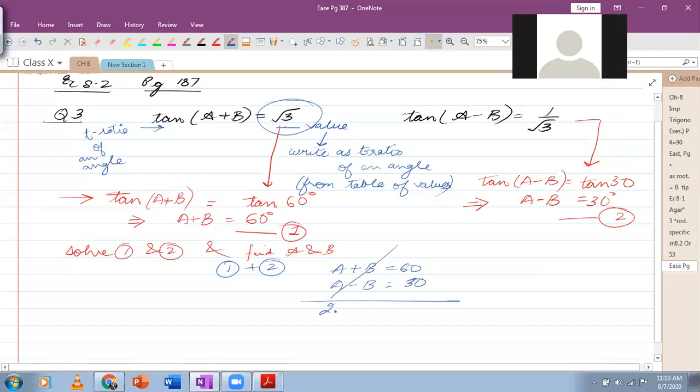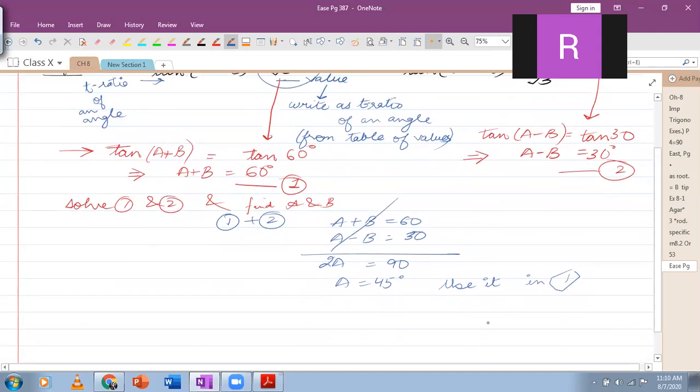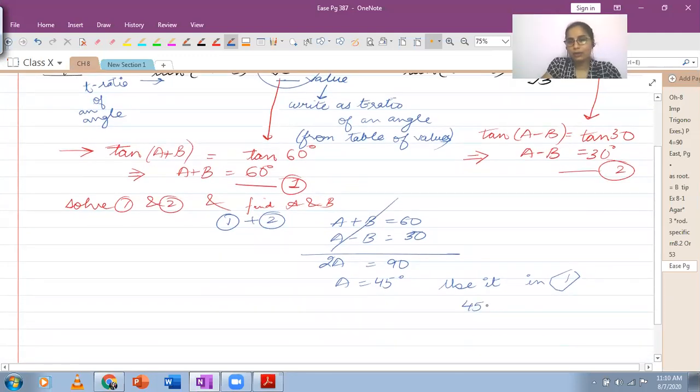Ma'am, B comes out to be 15. A comes out to 45 degrees. Yes, ma'am, A comes out to be 45 degrees. Use it in any of the equations. Let's use it in 1. So if I put this value in 1, I have 45 plus B equals 60. So B comes out to be 15 degrees. So you have your answer here.